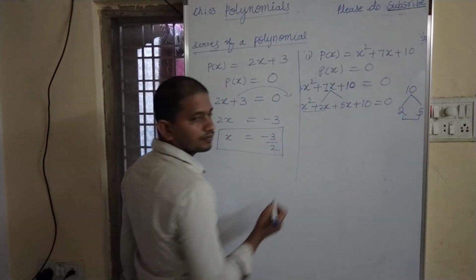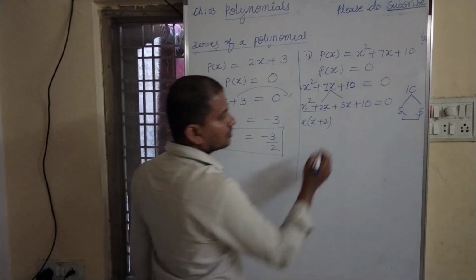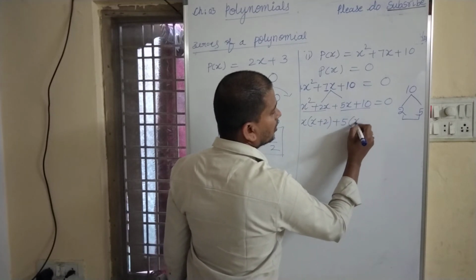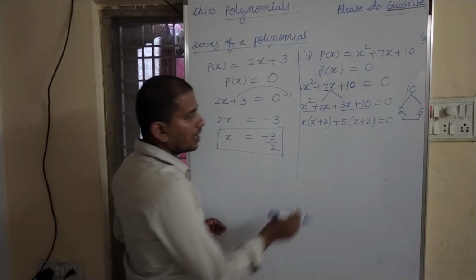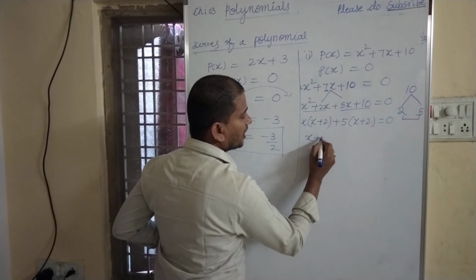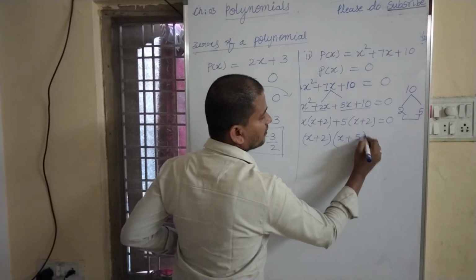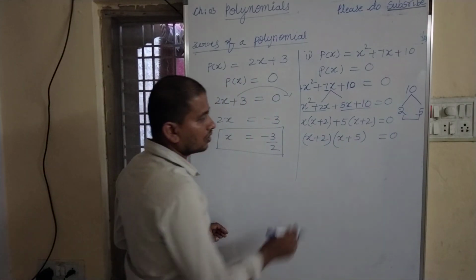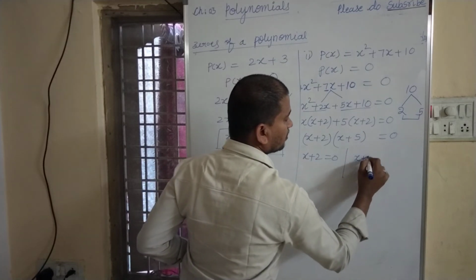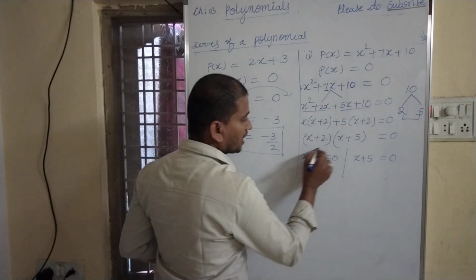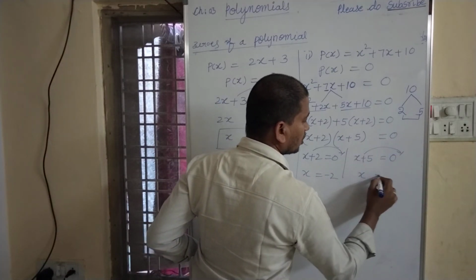From these two terms, if I take x as common, I will get x plus 2. From these two terms, if I take 5 as common, x plus 2 is equal to 0. Now, I can take x plus 2 as common. If I take x plus 2 as common, what will I get now? x plus 5. So x plus 2 into x plus 5 is equal to 0. One is x plus 2 equal to 0 and the other is x plus 5 equal to 0. Plus 2 you transpose, you will get minus 2. Plus 5 you transpose, you will get minus 5.